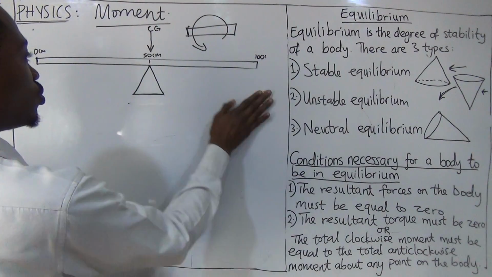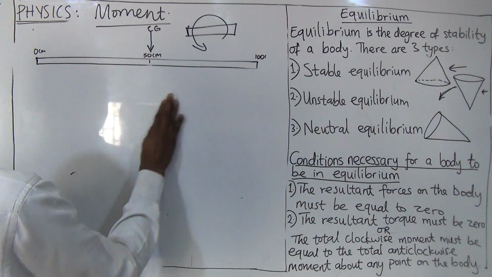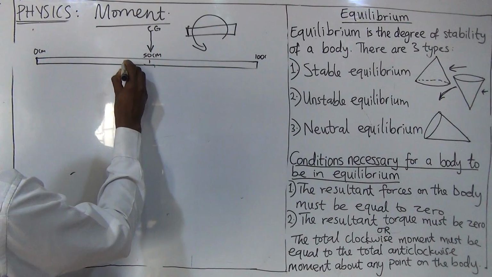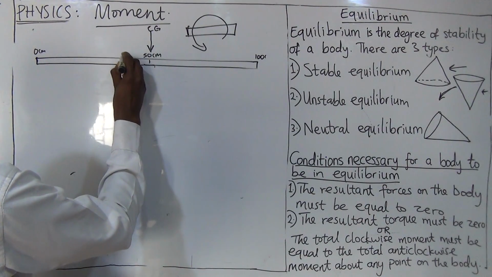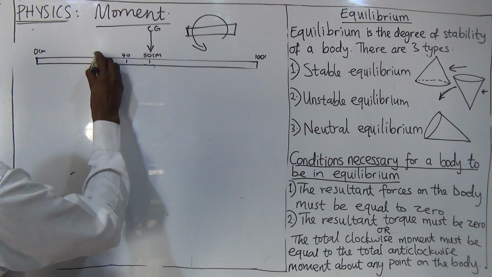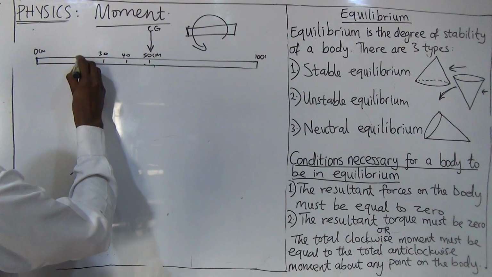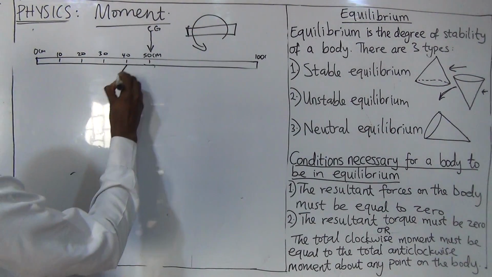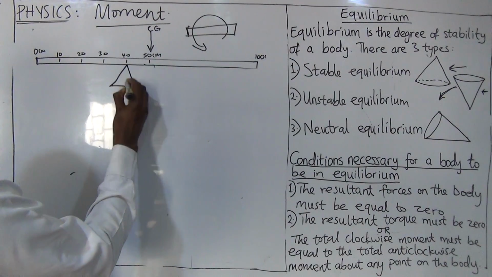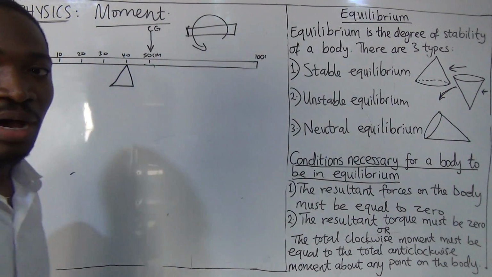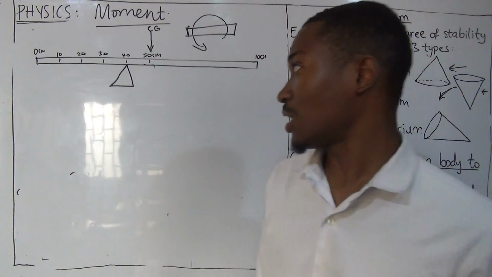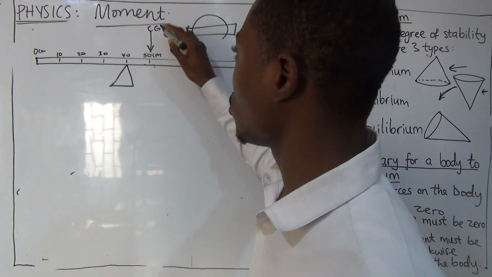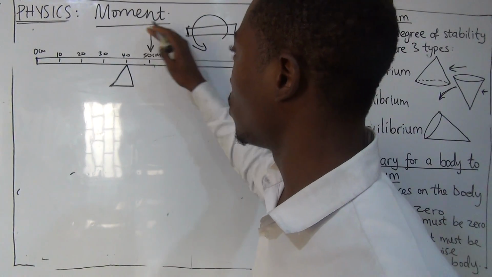But let us assume you decided to place this knife edge at the 40 centimeters mark. Let this be 40, let this be 30, let this be 20, let this be 10 and 0. Let's assume you decide to place the beam at the 40 centimeter mark. If you place the knife edge rather at the 40 centimeters mark, what happens? Let us assume the weight of this meter rule.